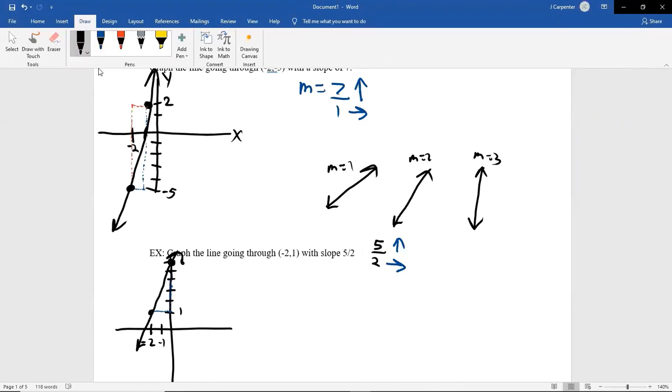I kind of wrote it over the instructions, but that's all right. So again, that point right there would be 0, 6, if you needed to see it as a coordinate pair.